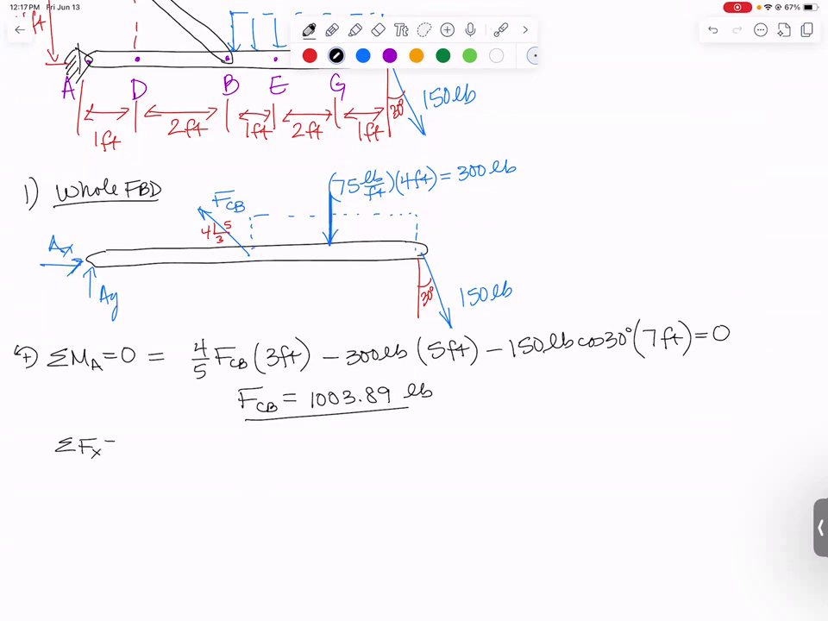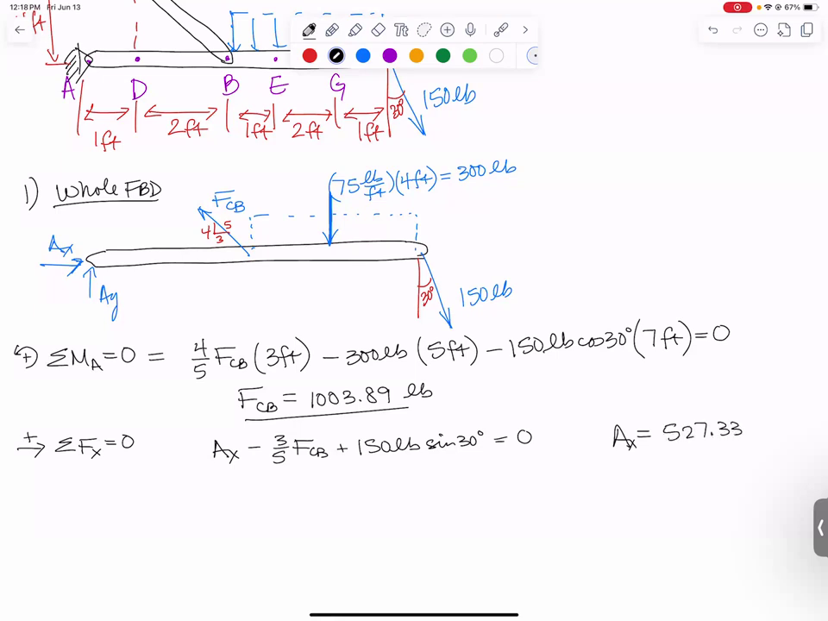So summing forces in the X direction, again, I need all the forces to the right on this diagram and the ones on the left to balance. So I pick just right for positive. I will have AX to the right minus the 3/5 of FCB to the left, and then plus 150 pounds sine of 30 will give me the X component of that 150 pounds. It all adds up to 0. Solving, we get that AX is 527.33 pounds.